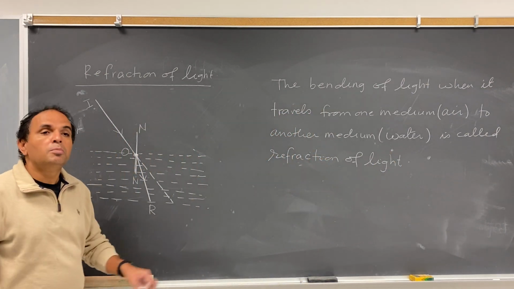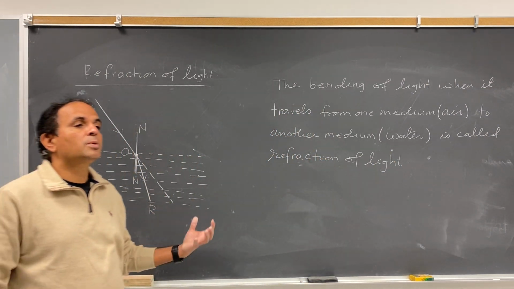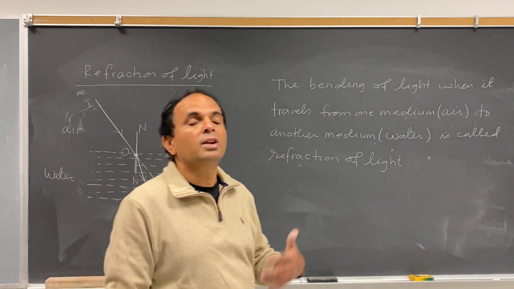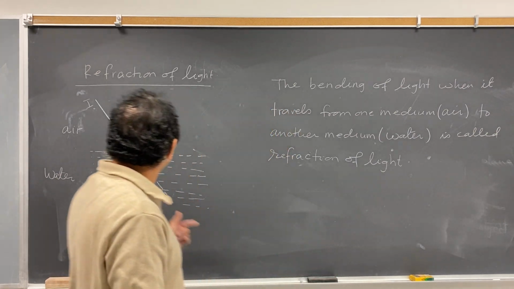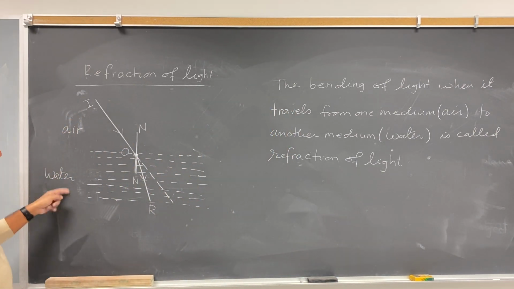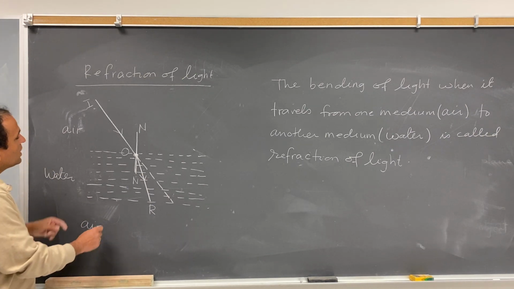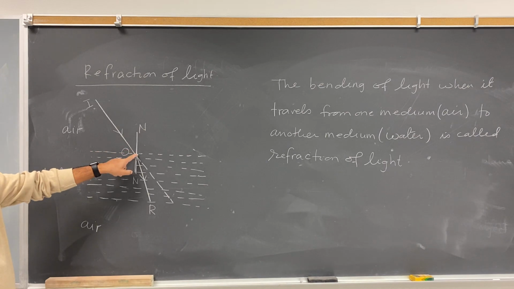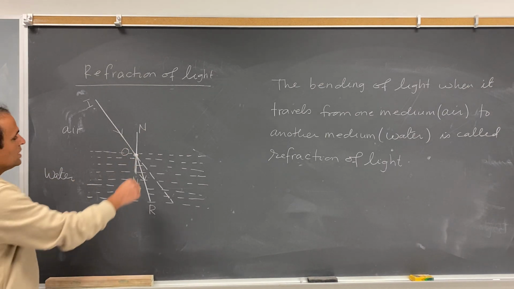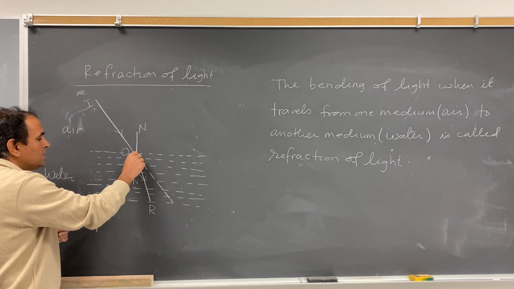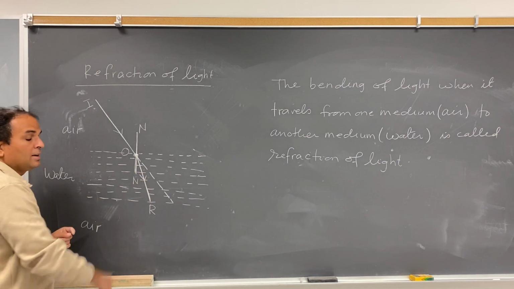Okay, again, the bending of light when it travels from one medium to another medium is called the refraction of light. So now look at this. In this case, this is air, this is water. Here also you have air, consider. This is also air. So what happened? IO, incident ray. So the light bent here. OR is, look, the dashed line is not the real ray. The solid line is the real ray. So this is the path of the light.